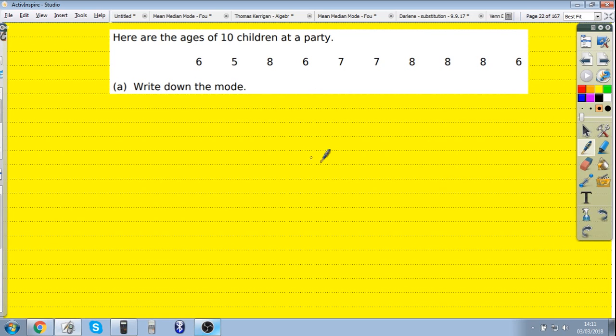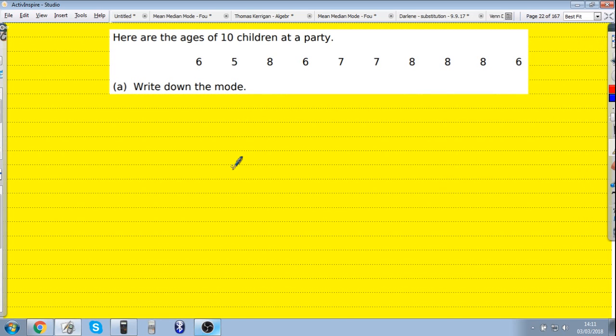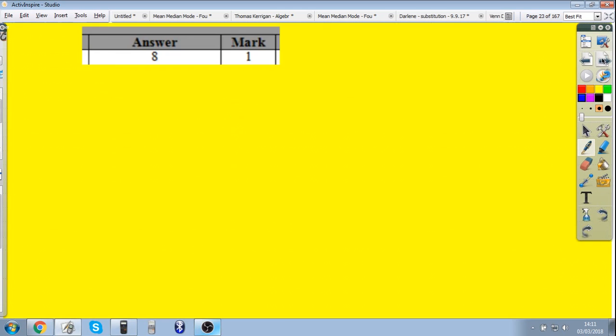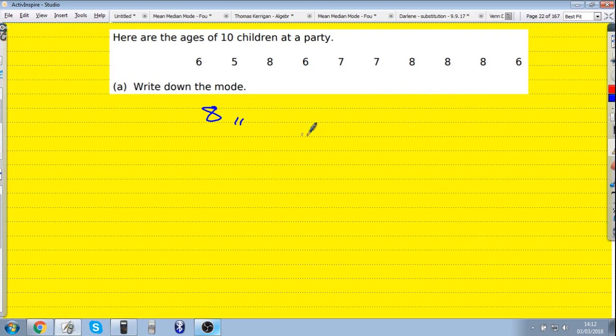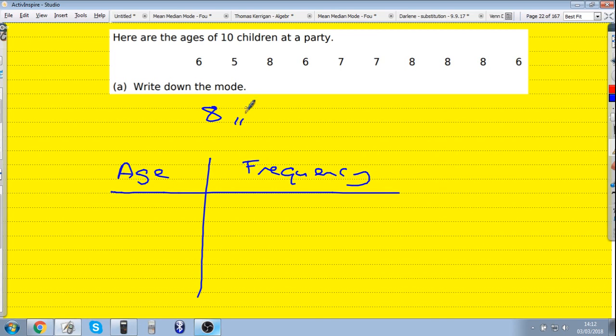Okay, so now we just have a list of numbers. What's the mode? The mode is 8. Yeah, that's it. And if you're ever stuck, like it's a huge list or something, you can always do a frequency table. Obviously you don't need it for this one, but you could.